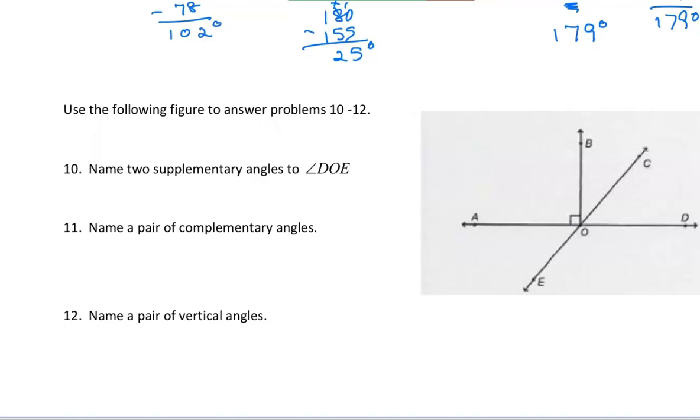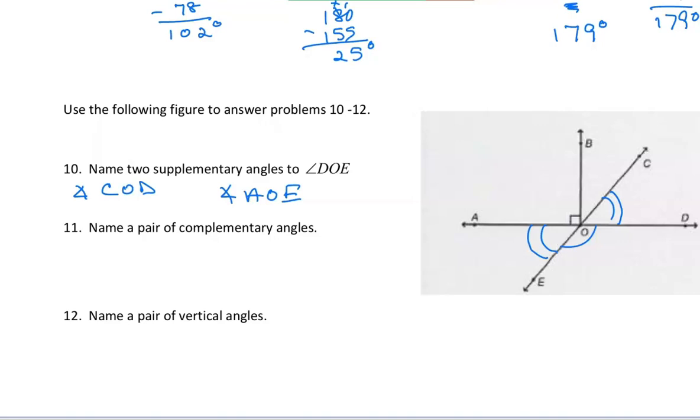Name 2 supplementary angles to DOE. So where's DOE? That's right here. So what's supplementary to DOE? Well, if I go this way, that's going to be a supplementary angle. So that's angle COD. Or I could have gone this way, and that's angle AOE.